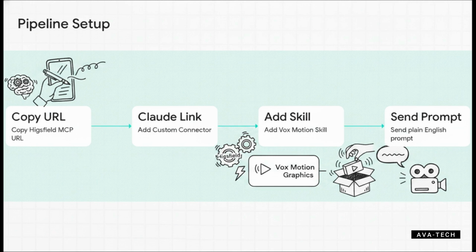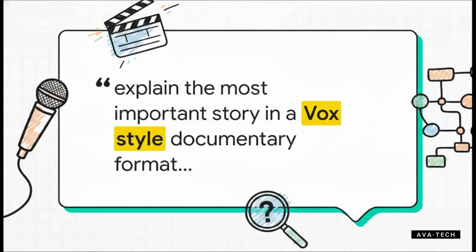And finally, Step 4, you just send a plain English prompt. That is the whole shebang. In under 60 seconds, you've connected a world-class AI researcher to a world-class AI animation studio. And here is the exact one-sentence prompt that kicks the whole thing off. Search the latest AI news and explain the most important story in a Vox-style documentary format, covering what happened, why it matters, the background, its future impact, and scene-by-scene animation ideas. That's it. That one single command basically acts as the executive director, the head researcher, and the lead animator for your entire project.